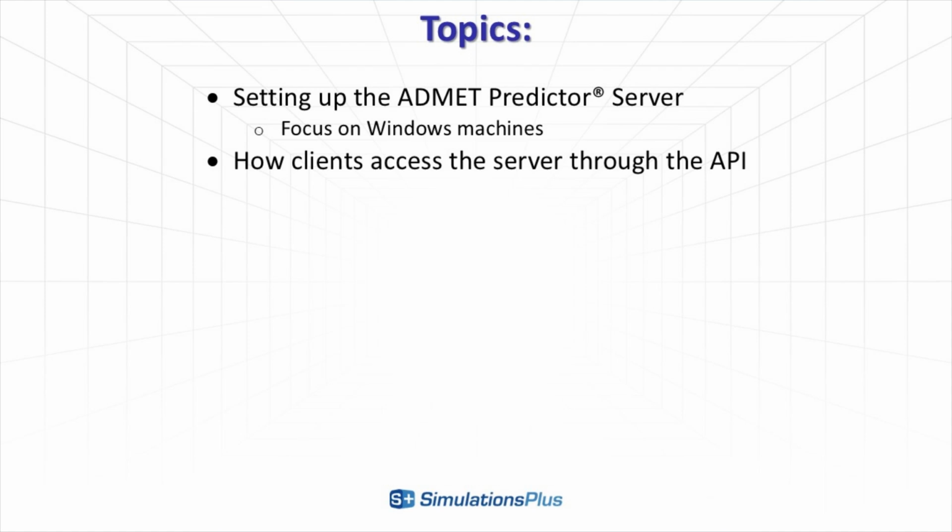So how do we set up the server? First, there are no special requirements for this machine other than that it be accessible over the network to all individuals who want to access the API. I'm going to focus on Windows machines in this video, but the server can also run Linux, and you should consult the ADMET Predictor Linux guide for more information about that.